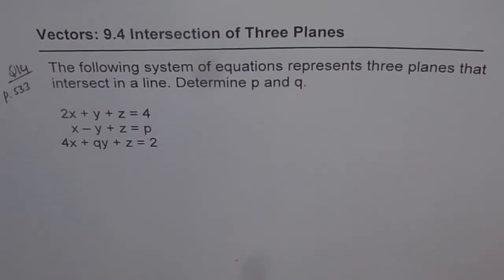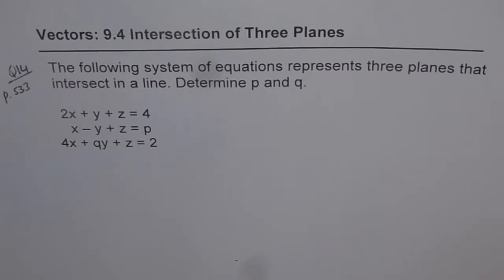Vectors 9.4, intersection of three planes. So here is a question which has been asked so many times by the students. It's question 14, page 533. The following system of equations represents three planes that intersect in a line. Determine P and Q. 2x plus y plus z equals 4, x minus y plus z equals P, and 4x plus qy plus z equals 2.